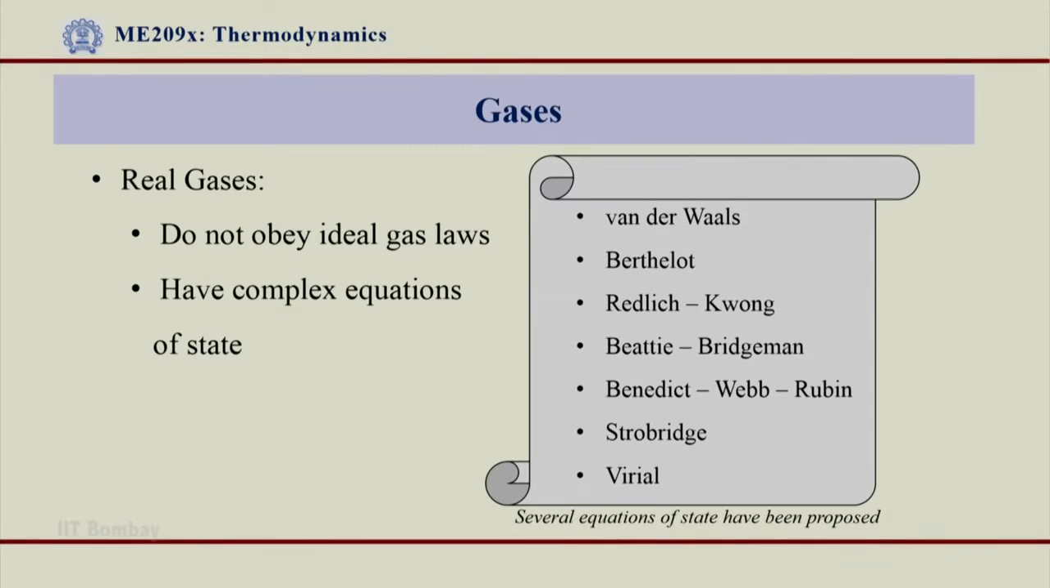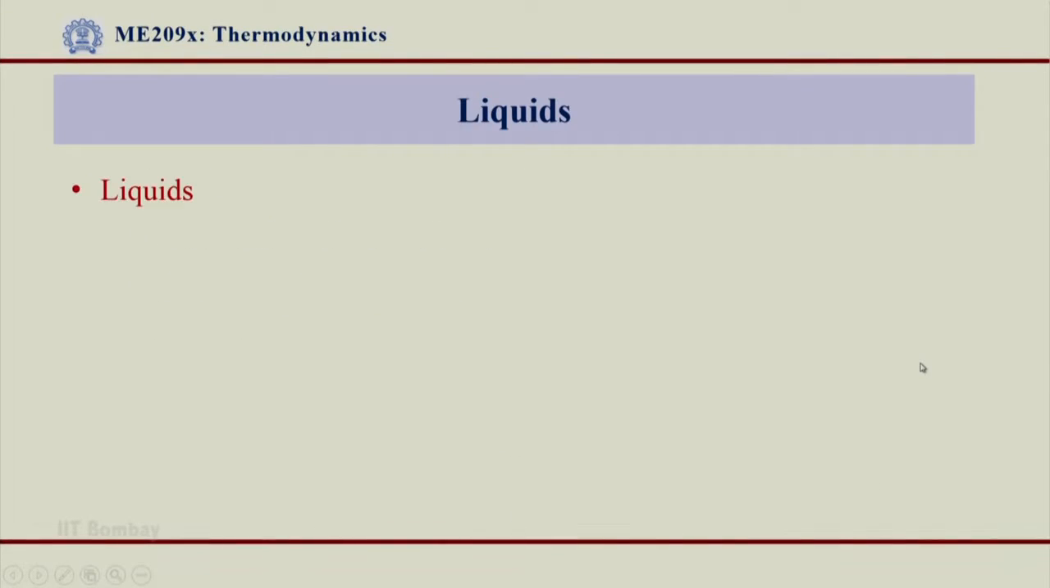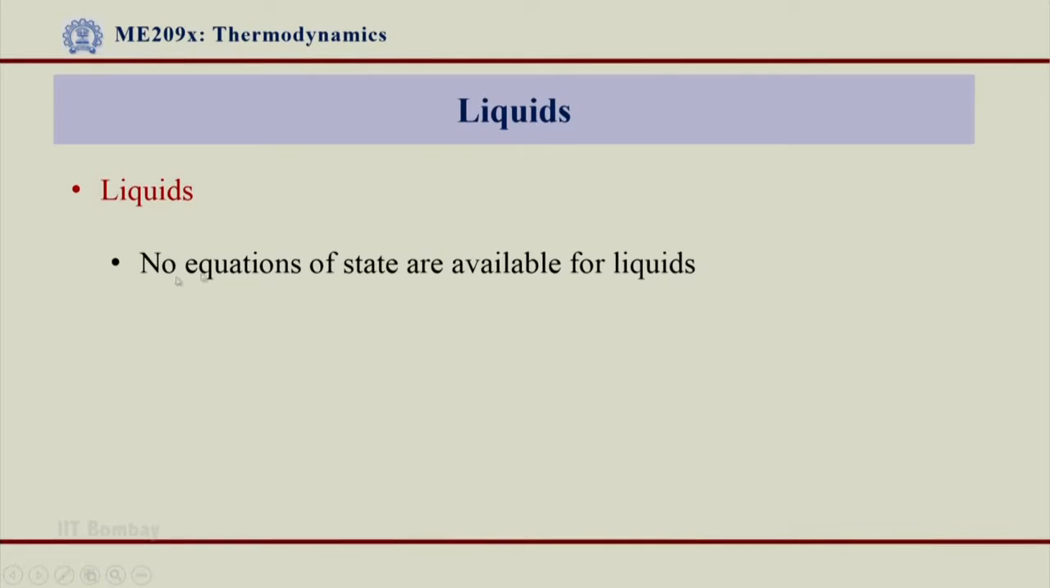Now, let us go to liquids. For liquids, unfortunately, we do not have any equation of state. For gases, I can compute all the properties using the ideal gas law or real gas law. I do not have any such equation of state available for liquids, and this is a very important difference between these two fluids, the gases and the liquids.